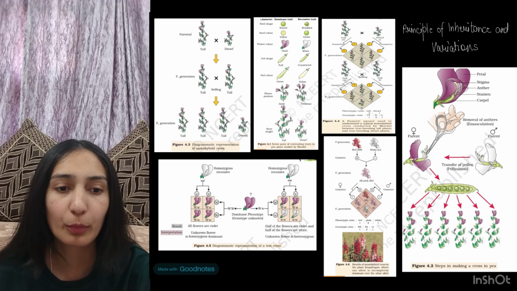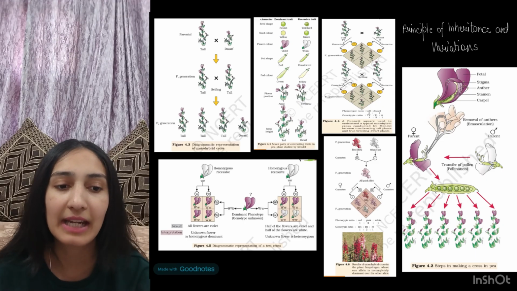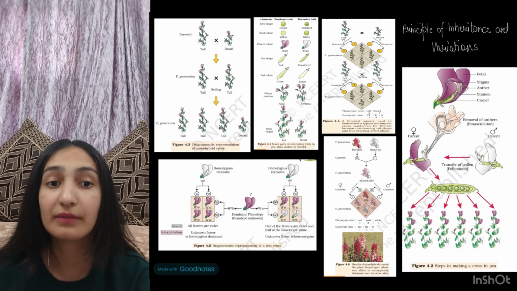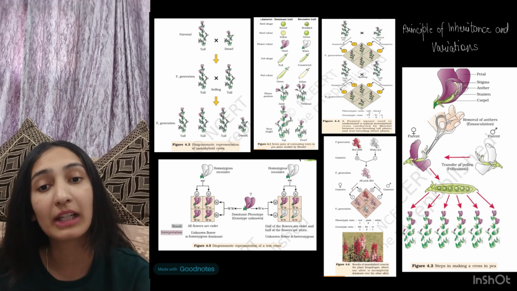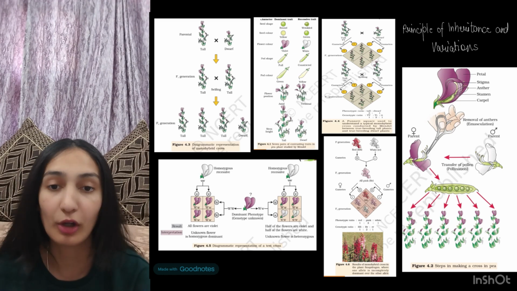Next we have figure 4.6 which shows the results of a monohybrid cross in the plant snapdragon, where one allele is incompletely dominant over the other allele. So red and white led to the formation of color pink. Why? Because it was not completely dominant. Okay.